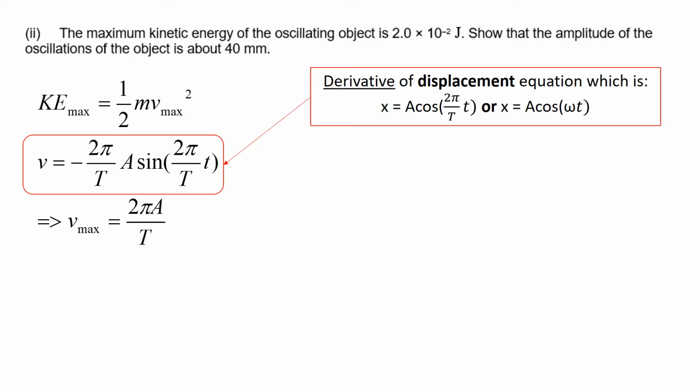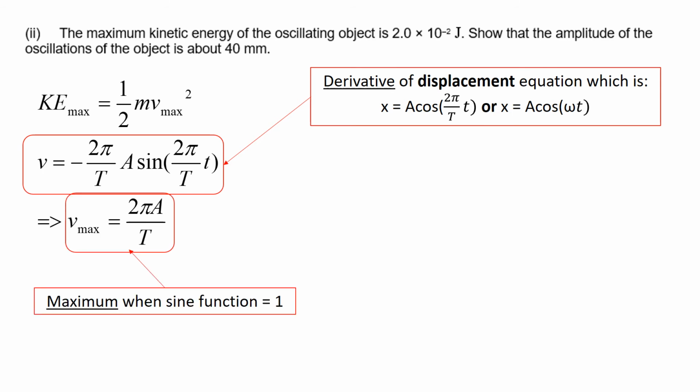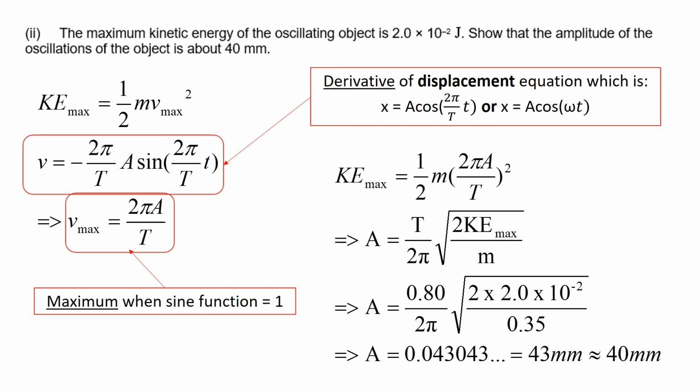And this comes from taking the derivative of the displacement equation, which is written normally in either of these two forms. If we take the derivative, we get this expression here, and that means the maximum would just be 2 pi A over T, because this function is going to be maximized when our sine function is equal to 1 or equal to minus 1. Either way, it doesn't change anything because we're doing energy. So now we've got an expression for Vmax. We can substitute that into our kinetic energy equation, rearrange to make the amplitude the subject, put the numbers in and calculate our answer. So the actual answer comes out as 43, but that's pretty much 40 millimeters. So we've shown what we need to there.